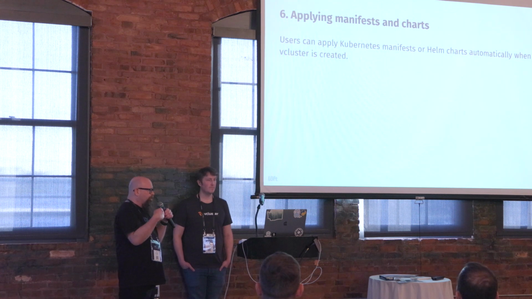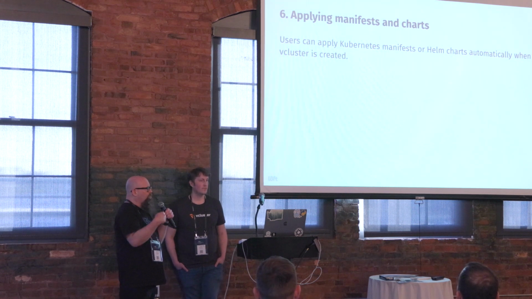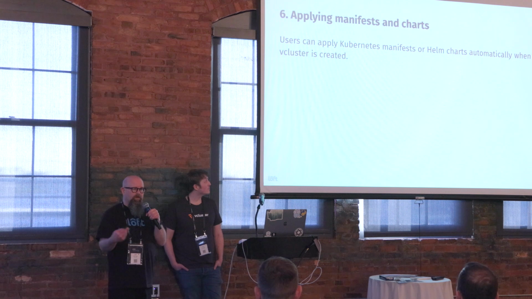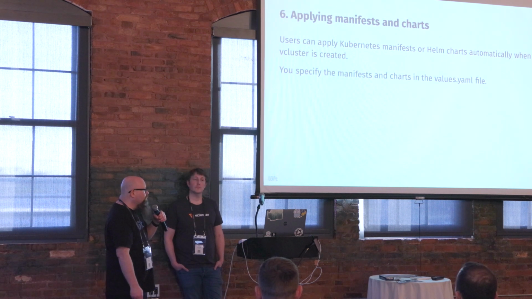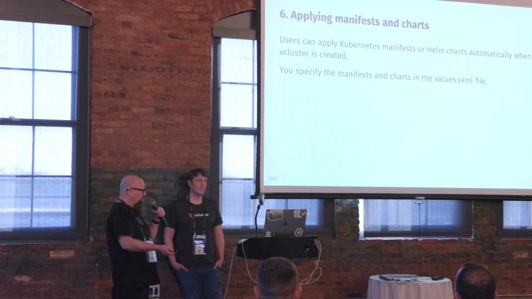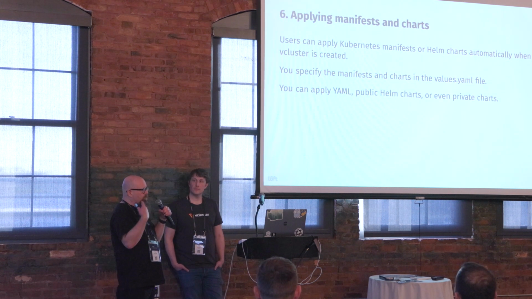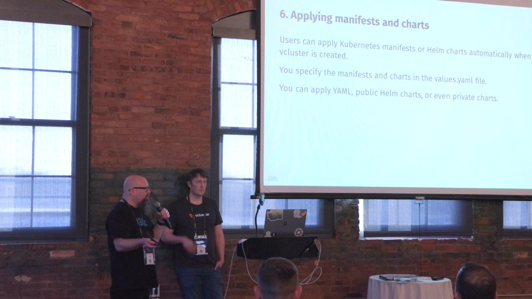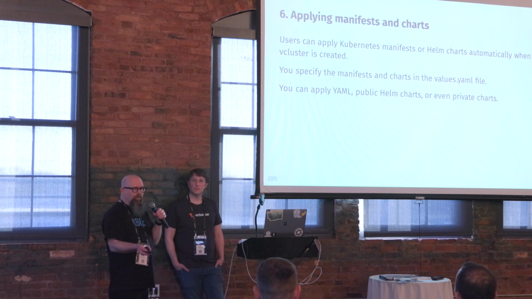You can apply Kubernetes manifests or Helm charts automatically when the vCluster is created. This is super, super handy. You specify the manifests and the charts that you want to use in that values.yaml file. This is just normal Kubernetes YAML that you can use. You can use public Helm charts, or if you happen to have private charts, you can just point it at the tarball for the private chart.